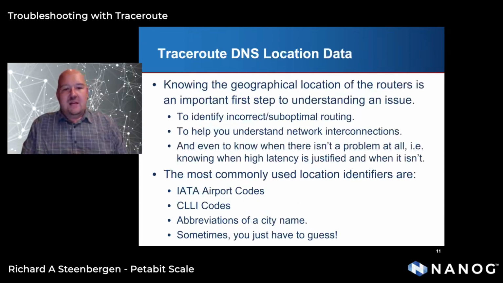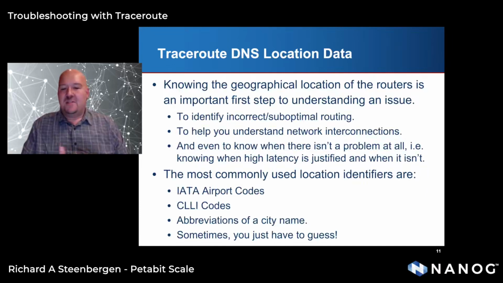So let's look at location data. Knowing the geographic location is pretty much the most important thing to understanding what's going on. It'll help you figure out if there's some kind of incorrect or suboptimal routing. If you're bouncing from New York to London to come back to Chicago, for example, that's not going to be ideal by any stretch of the imagination.